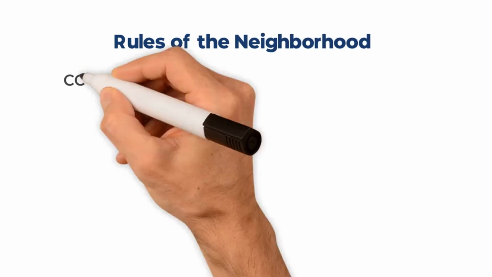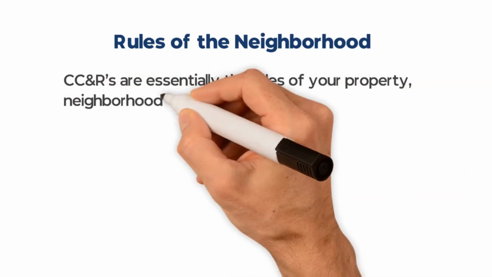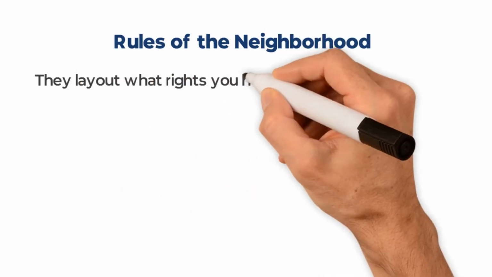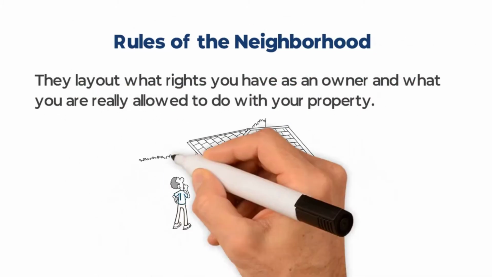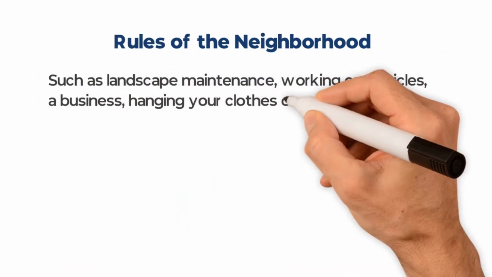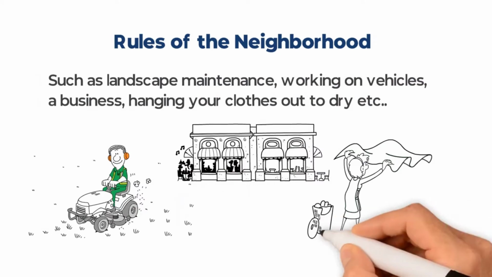Rules of the neighborhood. CC&Rs are essentially the rules of your property, neighborhood, and/or subdivision. They lay out what rights you have as an owner and what you are really allowed to do with your property, such as landscape maintenance, working on vehicles, running a business, hanging your clothes out to dry, etc.